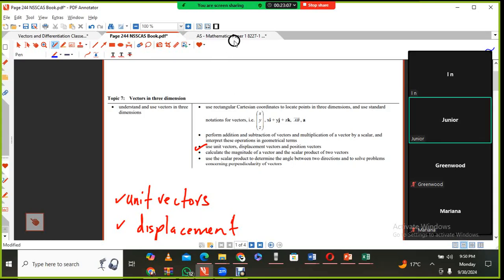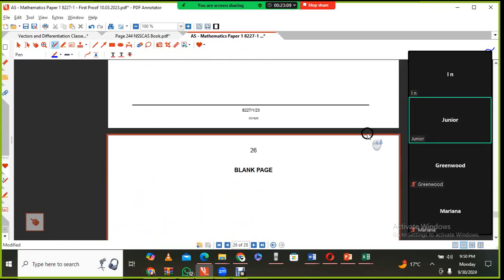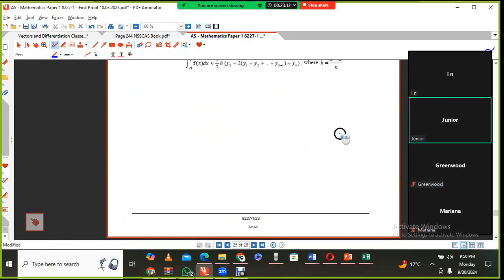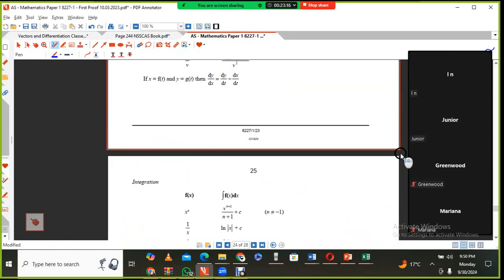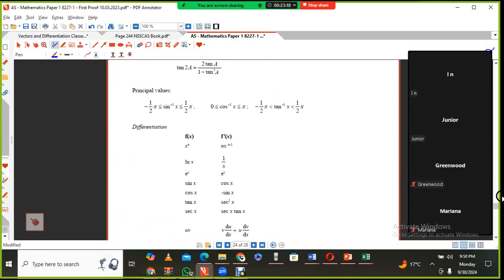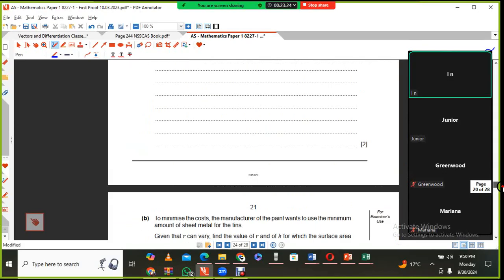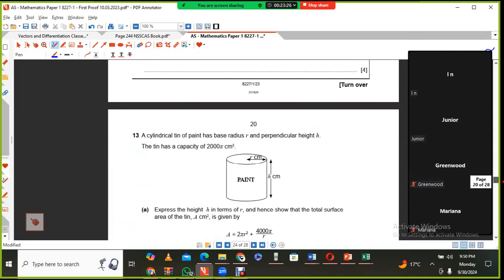You get that? Yes. And obviously, if you look at your paper, this was last year's Paper 1. I just want to see what the question on vectors was there.